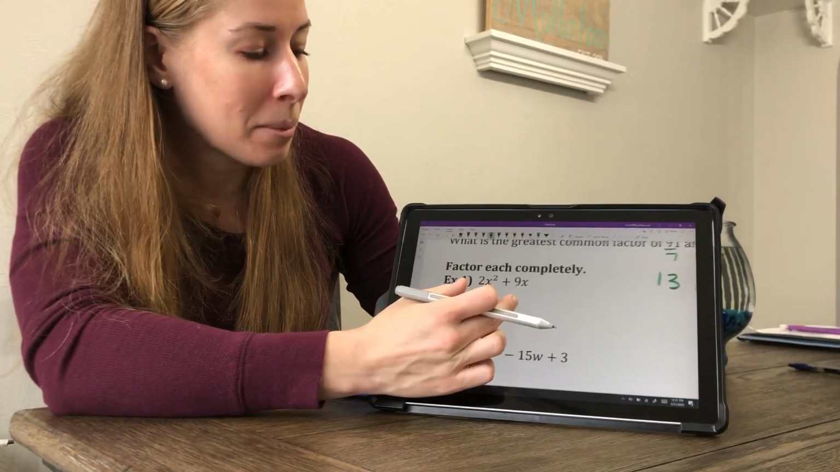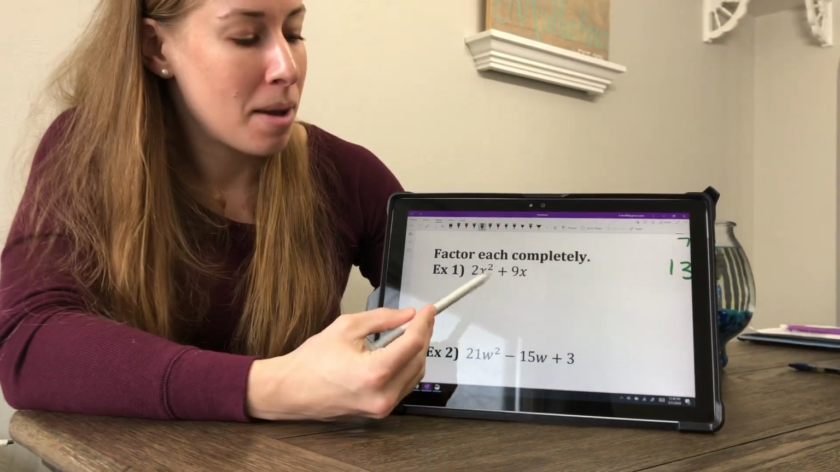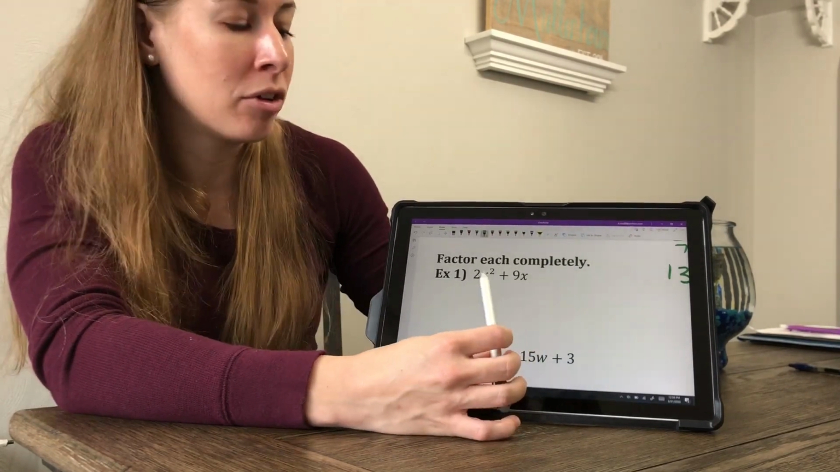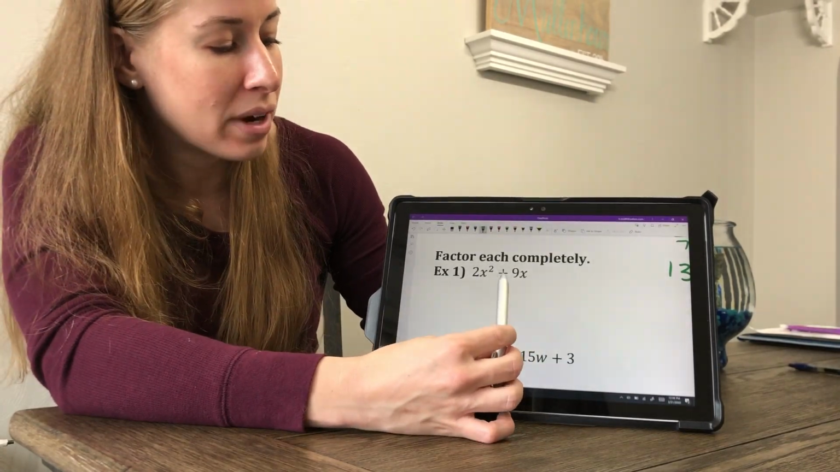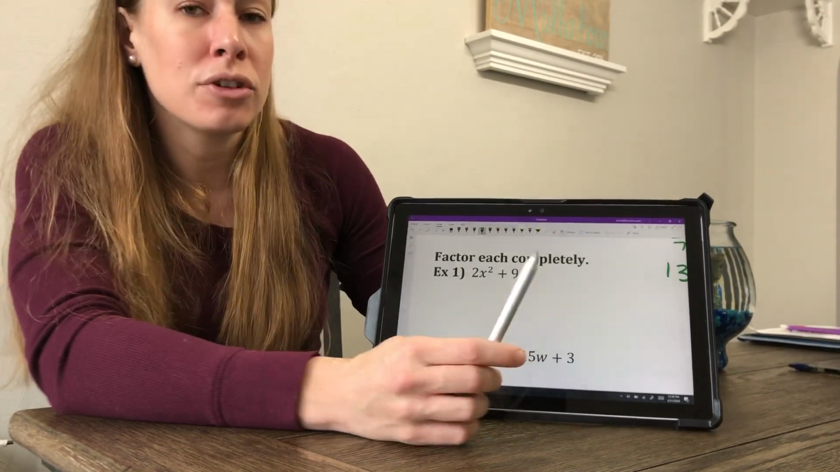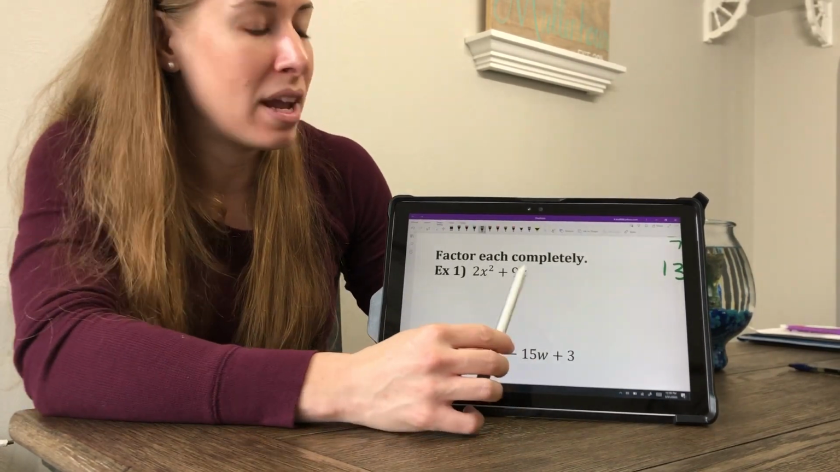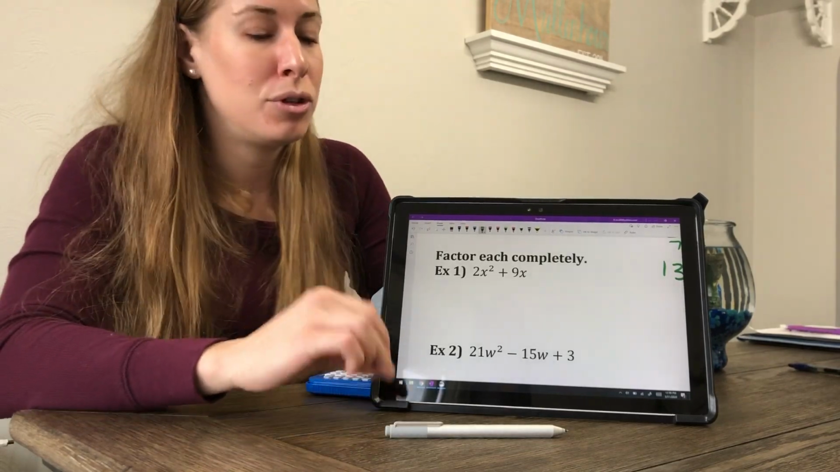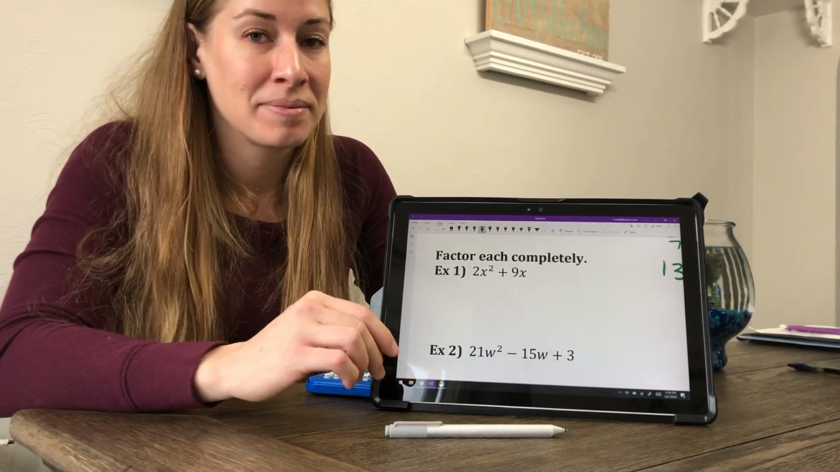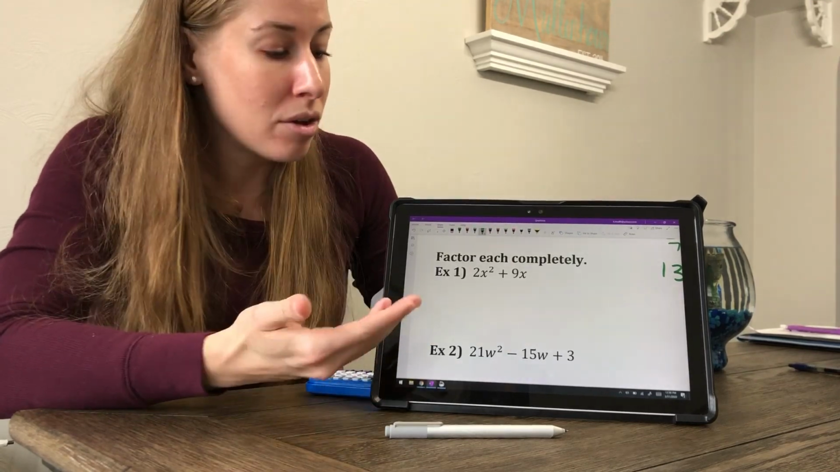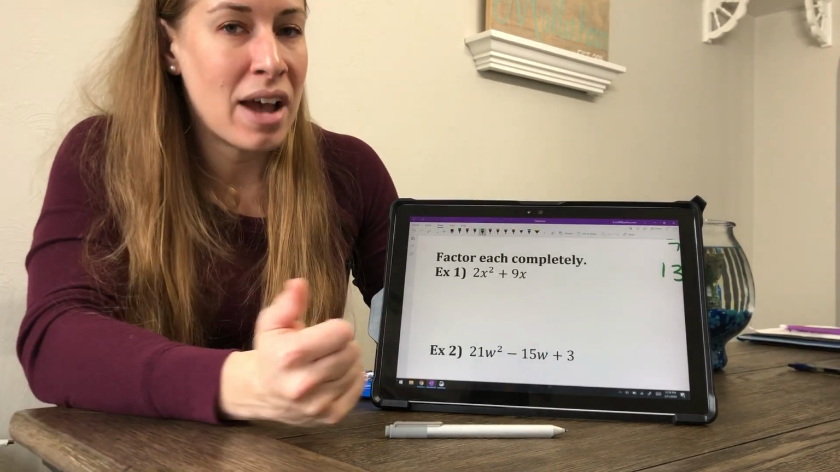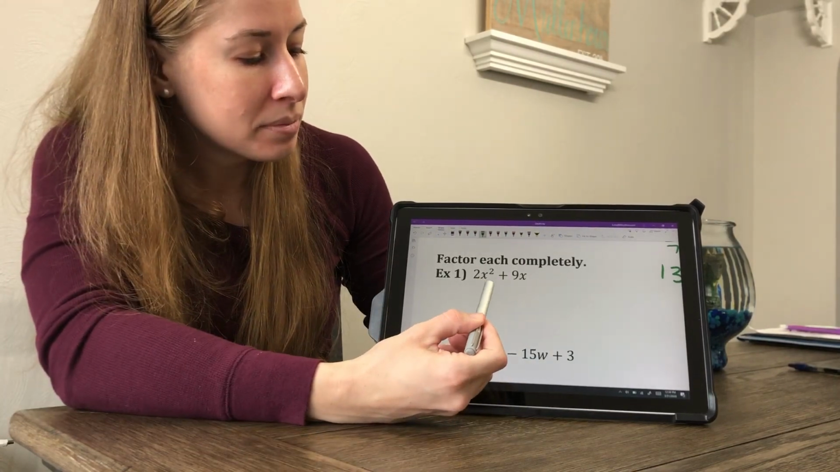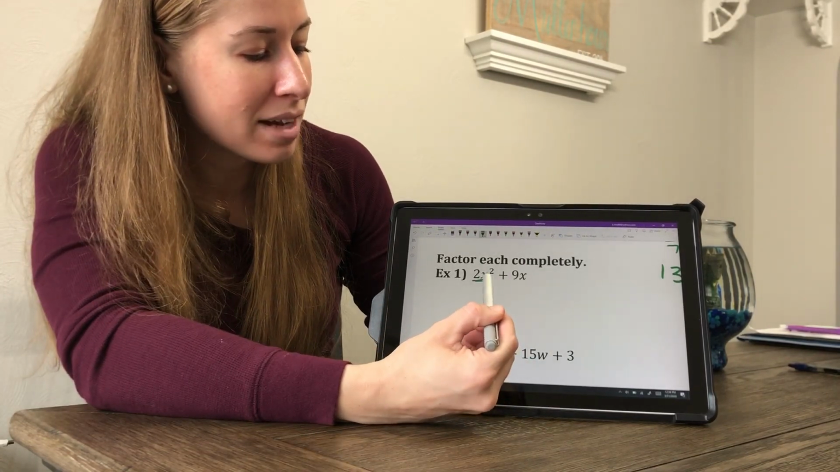So when we're looking at factoring a quadratic expression or any type of polynomial expression, 2x squared plus 9x. First of all, if you look at the numbers 2 and 9, is there any number that you can divide out of both 2 and 9? Hopefully you said no. So there's no number that we can factor out of each term. But if you notice, this first term has x squared.